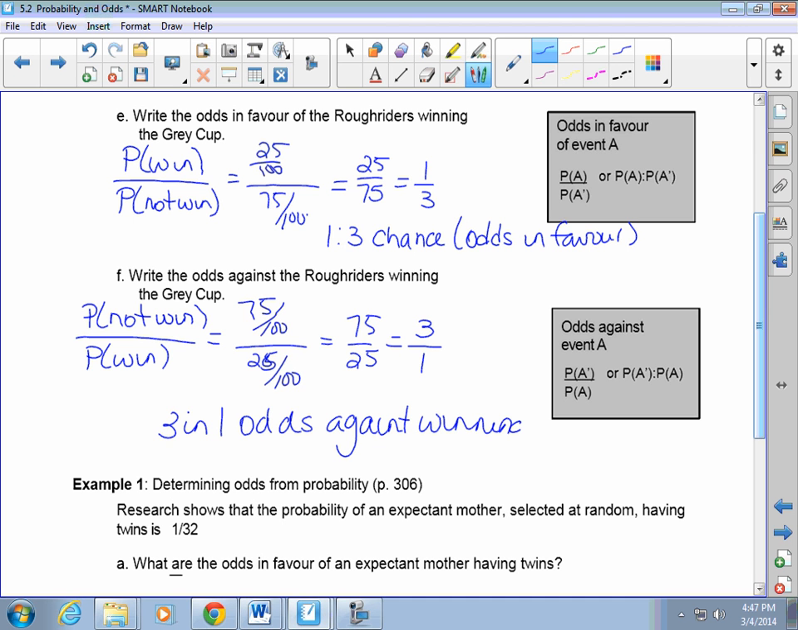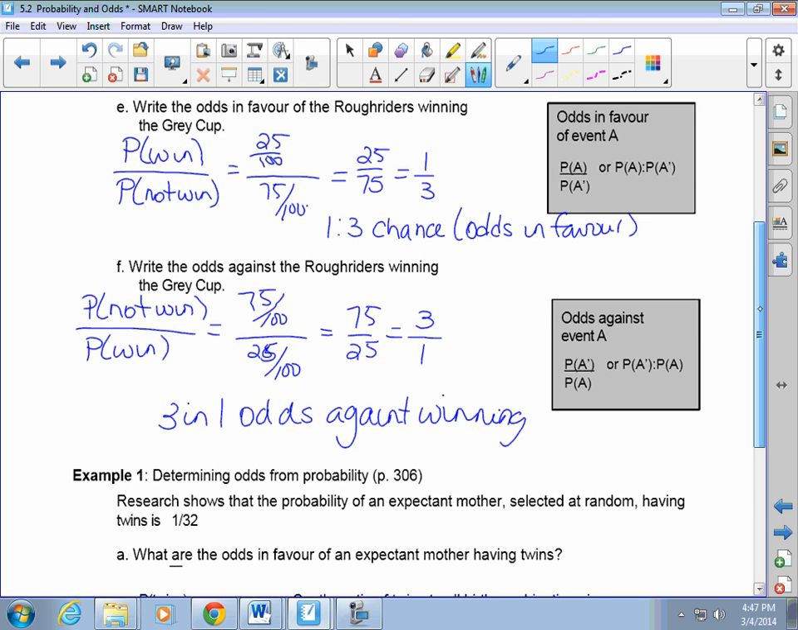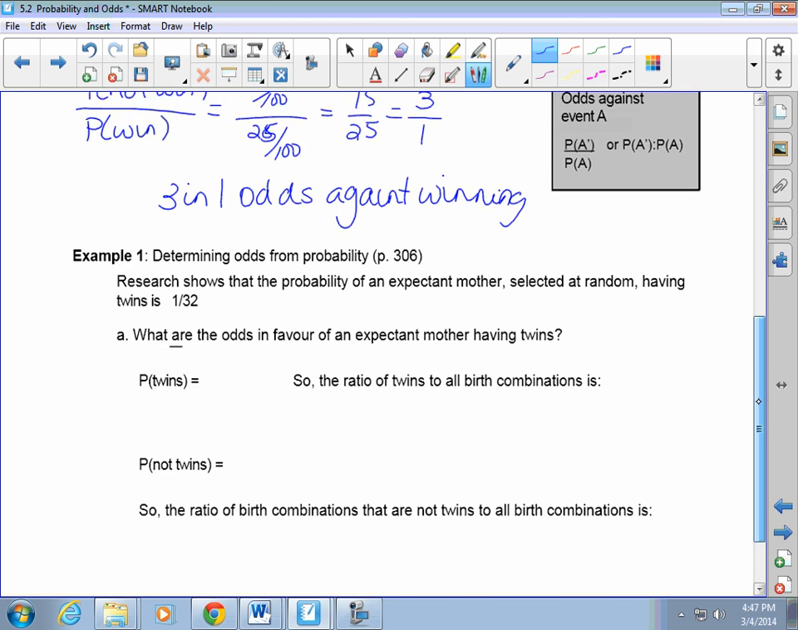If you notice, if you compare odds in favor and odds against, all you've done is flipped that fraction, or flipped that reciprocal. So when you're dealing with the same event and its complement, when you're looking at the odds, you're just flipping one to the other.